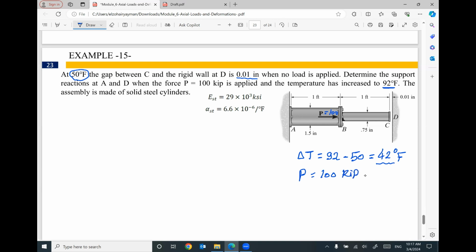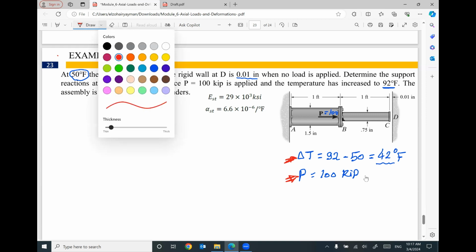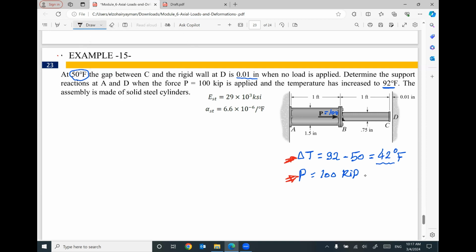So how can I solve this problem? Make sure you understand the method of superposition. I'm going to assume the effect of temperature exists alone and the effect of the applied force exists alone. I will solve the problem two times, one under the effect of change of temperature and the second one under the effect of the applied force. Which one I'm going to start with is up to you. That's fine. So I will start with the effect of temperature.